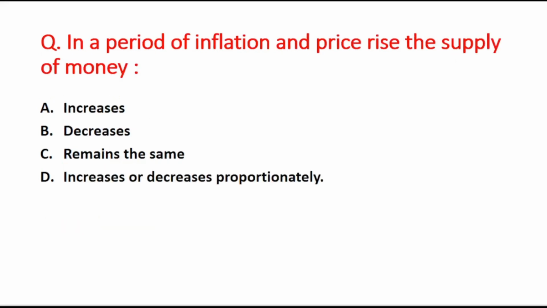Next question is, in a period of inflation and price rise, the supply of money. A option is increases, B is decreases, C option is remain the same, and D option is increases or decreases proportionally. So the right answer is option A, that is increases. In a period of inflation and price rise, the supply of money increases.